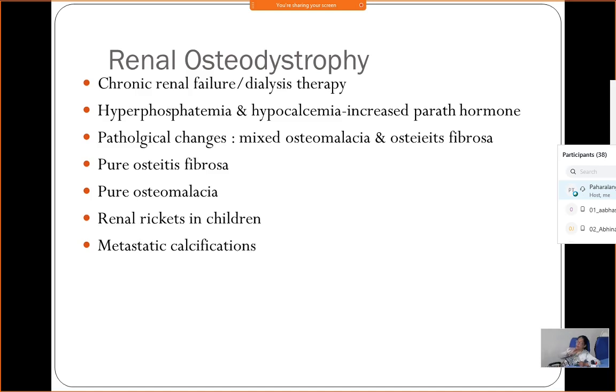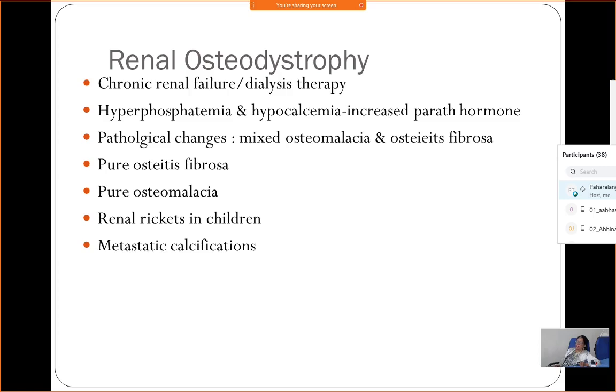The last thing you have to know is renal osteodystrophy, specifically seen in patients who have chronic renal failure or people who are on dialysis therapy. So what happens when there is renal failure? First, there is hypocalcemia, and second, there is hyperphosphatemia. That is, phosphaturia doesn't happen, so the amount of phosphate in the blood increases, and calcium is lost. That is why there is hypocalcemia.